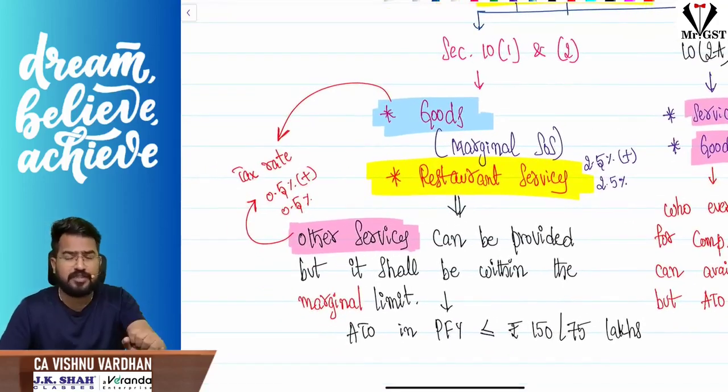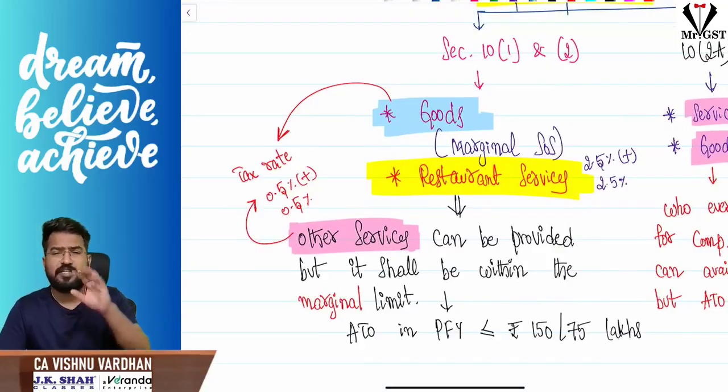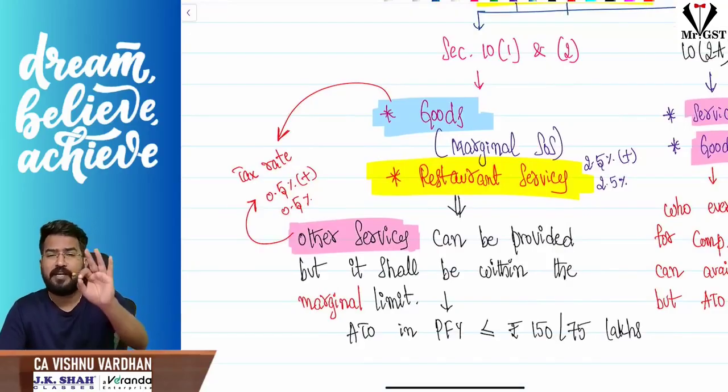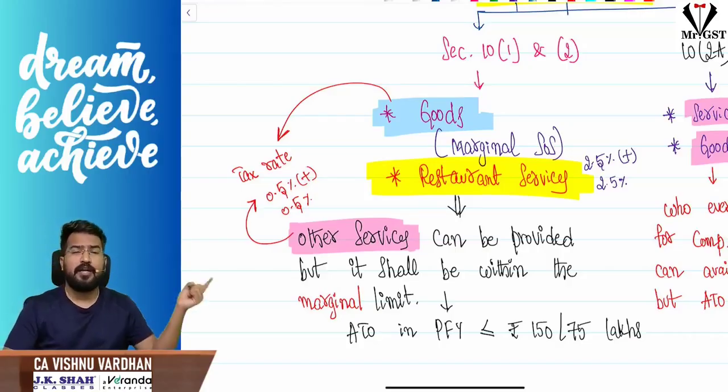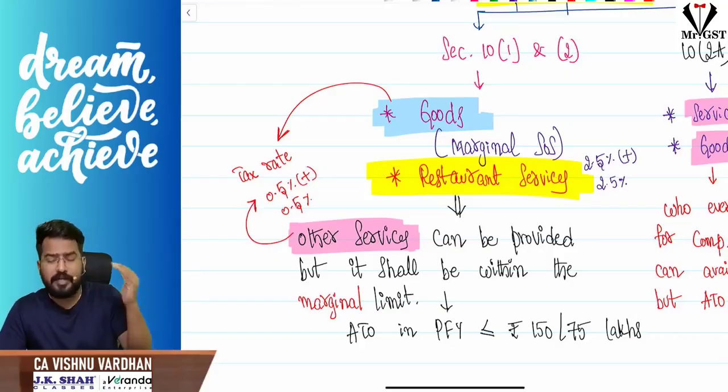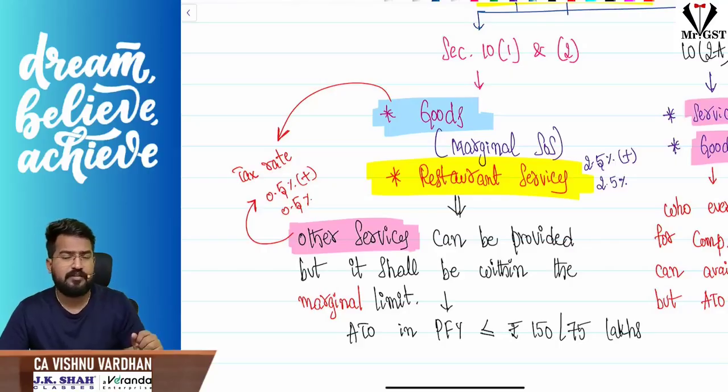When you opt for composition scheme, whether you're eligible or not is purely dependent on your aggregate turnover in the preceding financial year. Under section 10 subsection 1, if your aggregate turnover in the preceding financial year does not exceed 150 lakhs, and if it is special category states, it is 75 lakhs.